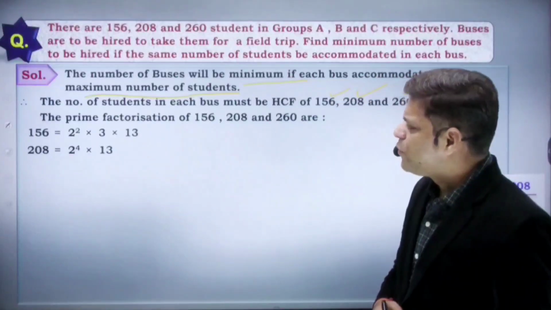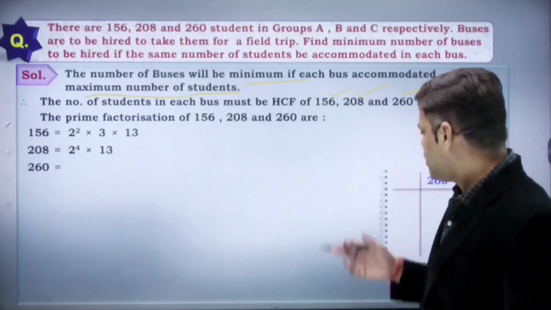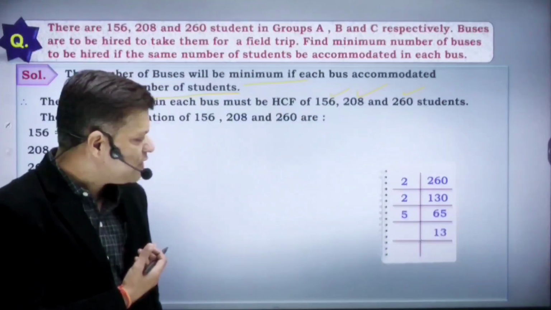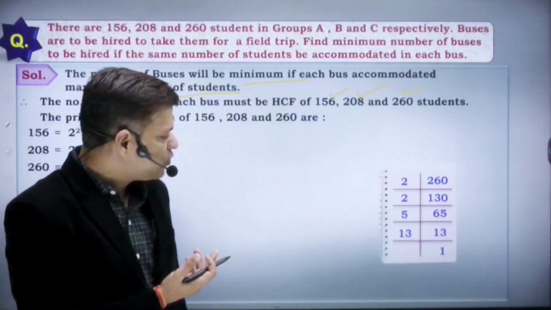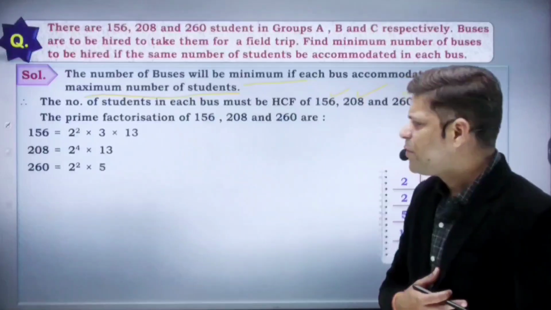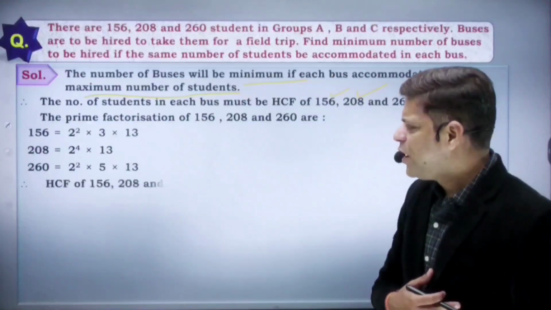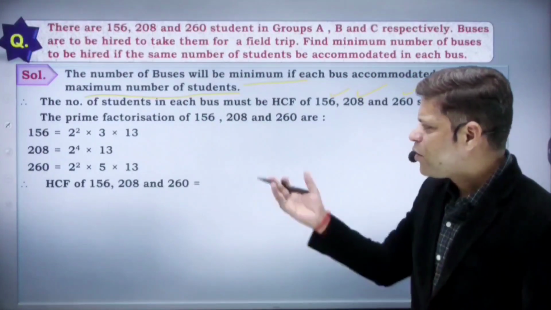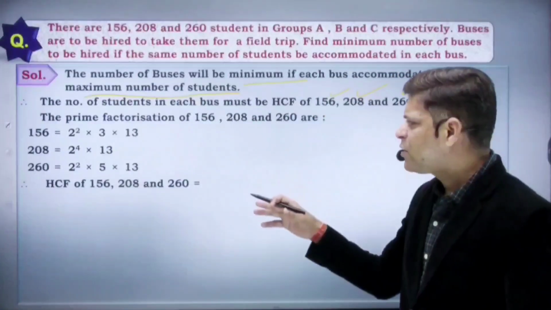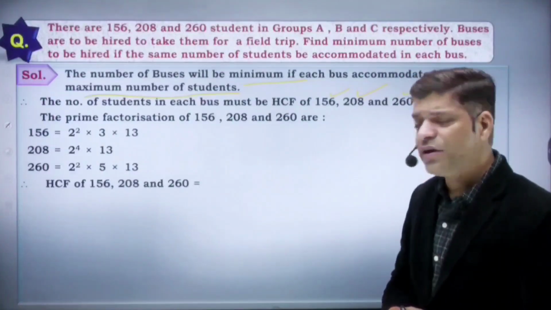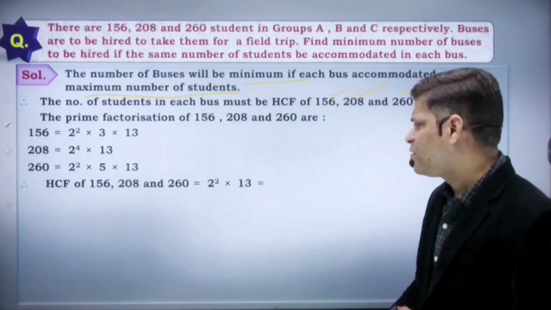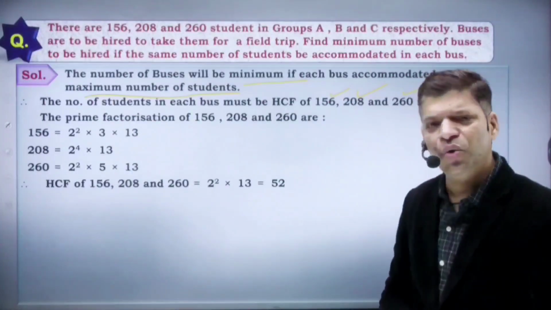So 2 raised to the power 4 into 13, and 260's prime factorization you can also do in rough, and you can see that it will be 2 raised to the power 2 into 5 into 13. So we will write down 2 raised to the power 2 into 5 into 13. Now the HCF of all of them, the common prime factors we will find out, and you can see that the common prime factors of all of them are 2 and 13. So 2 with the least power and 13 with the least power, so it will be 52.